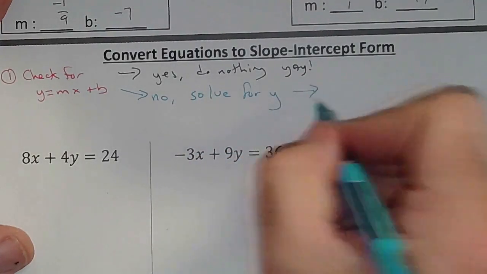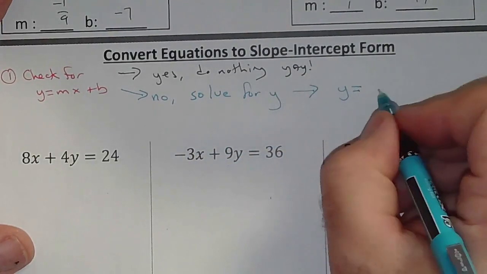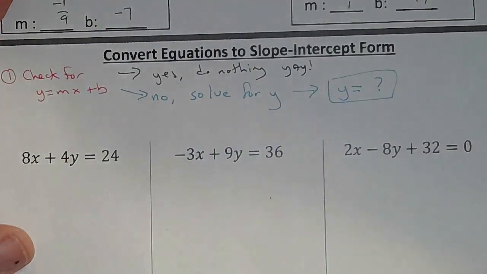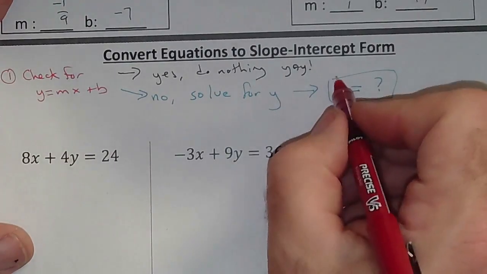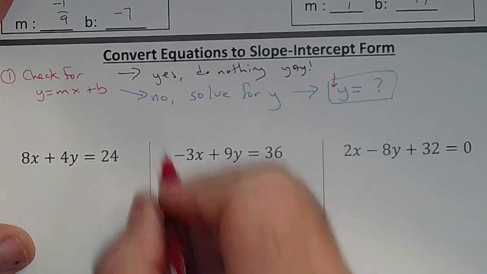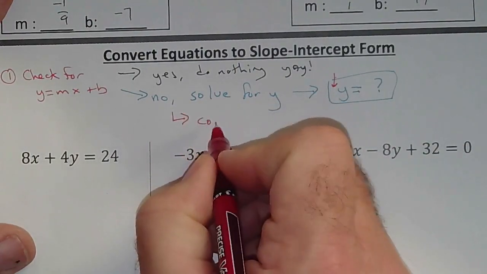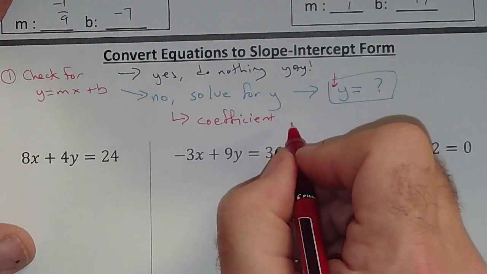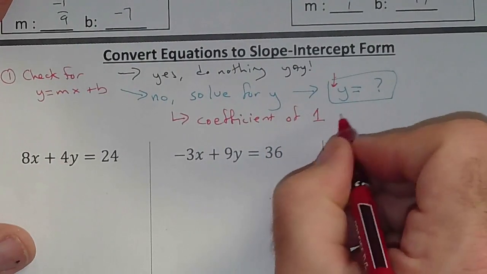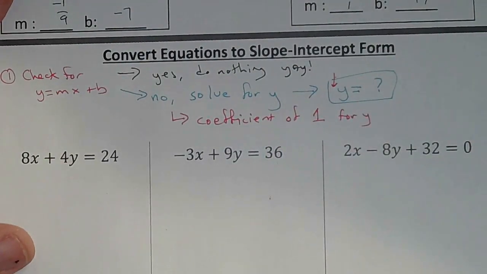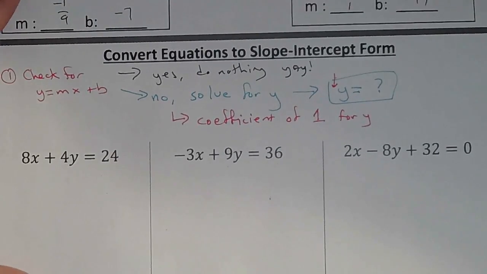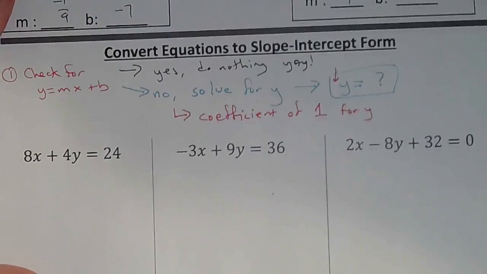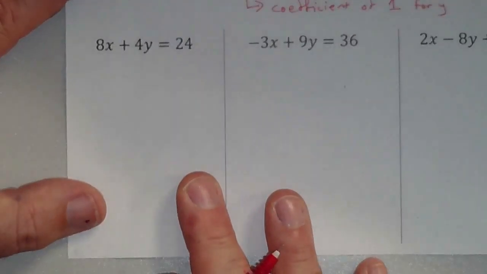What that means is we need to write the equation so that it says y equals something. Really critical here is understanding the coefficient of y. In slope-intercept form, we need to make sure that y has a coefficient of 1. If we can get it to y equals something, then we can easily identify the slope and y-intercept for any equation. Let's do these examples.